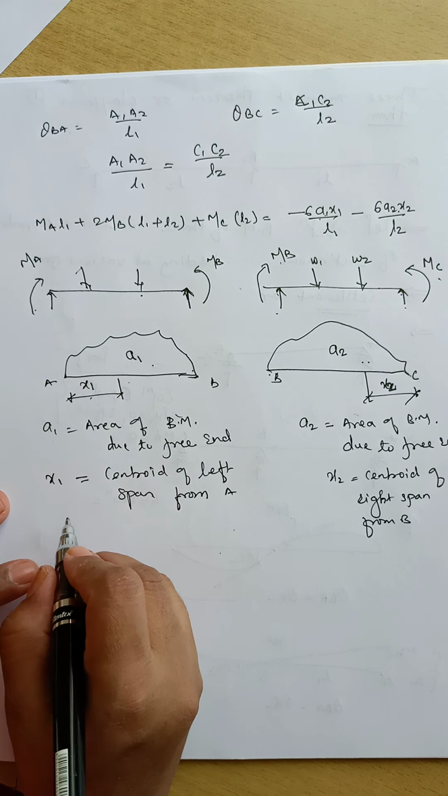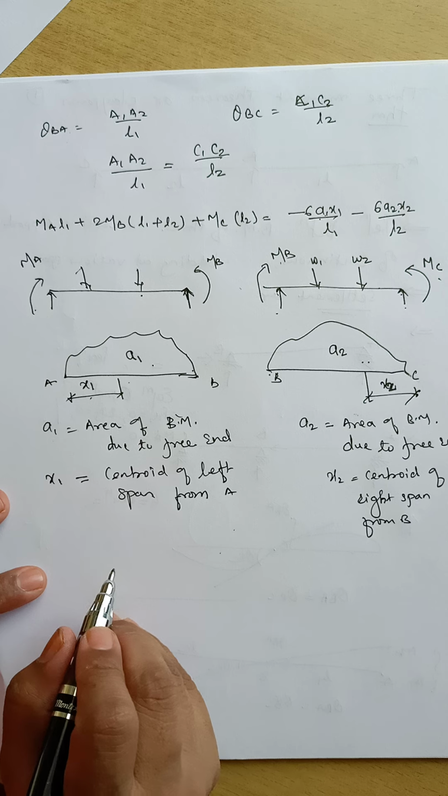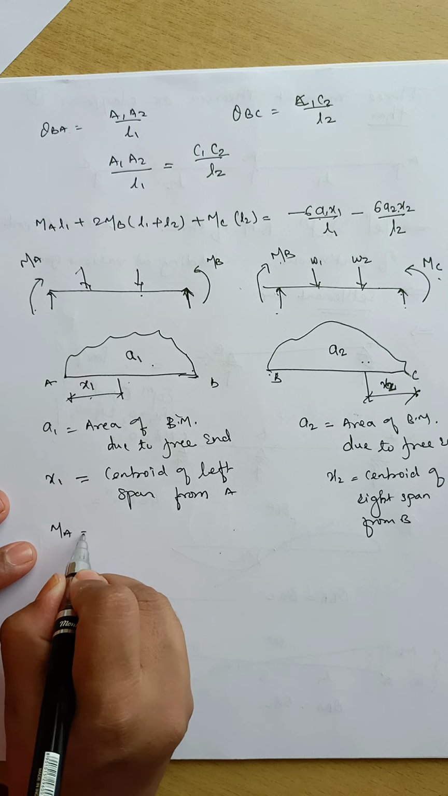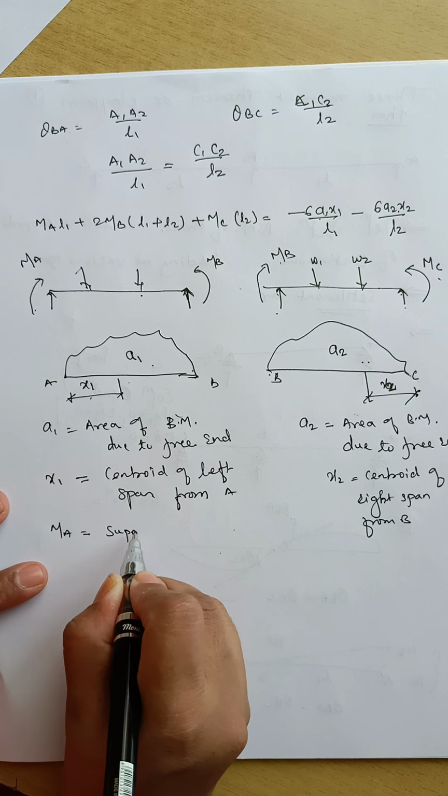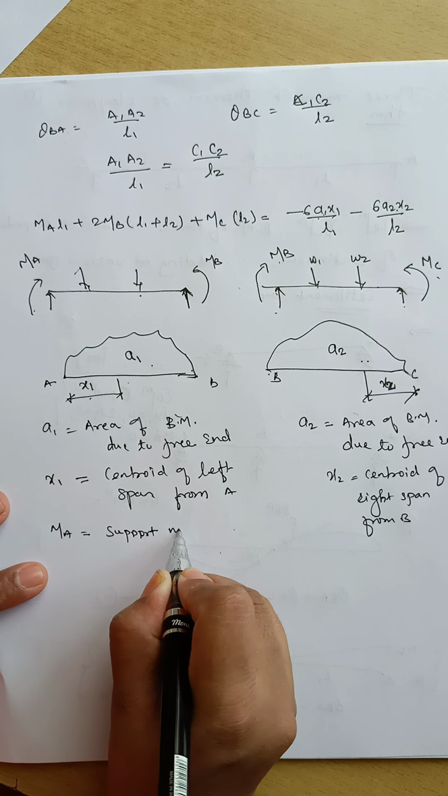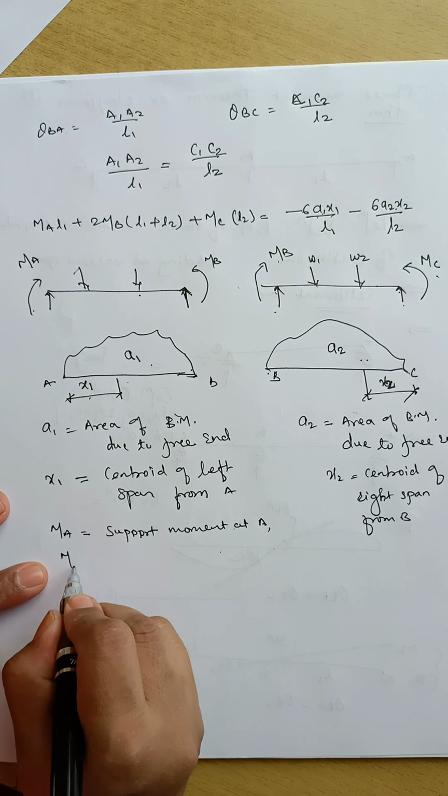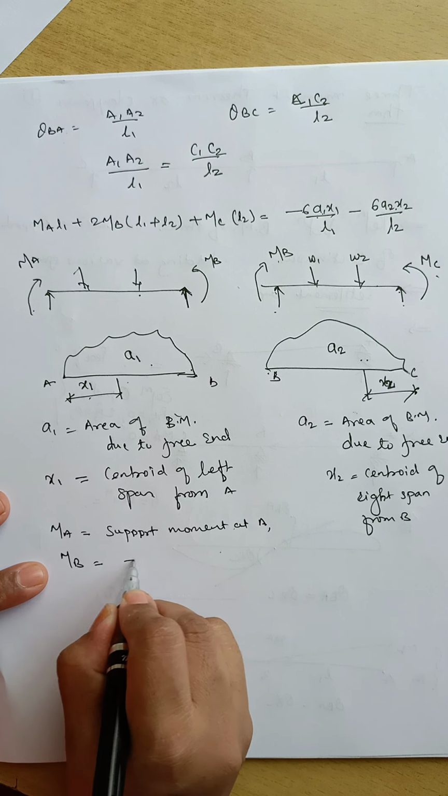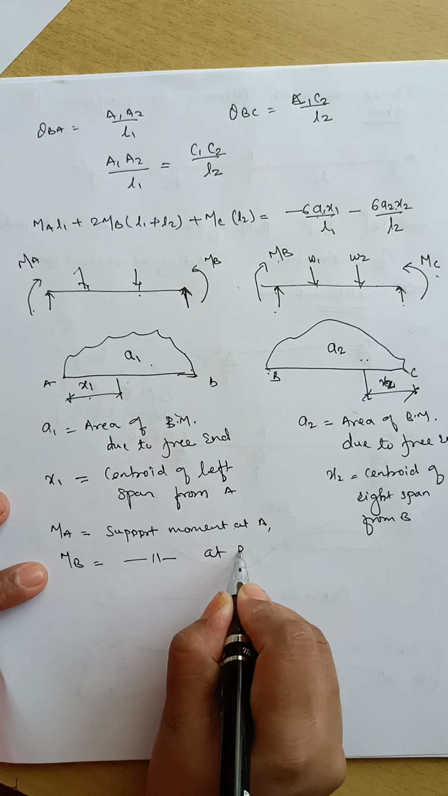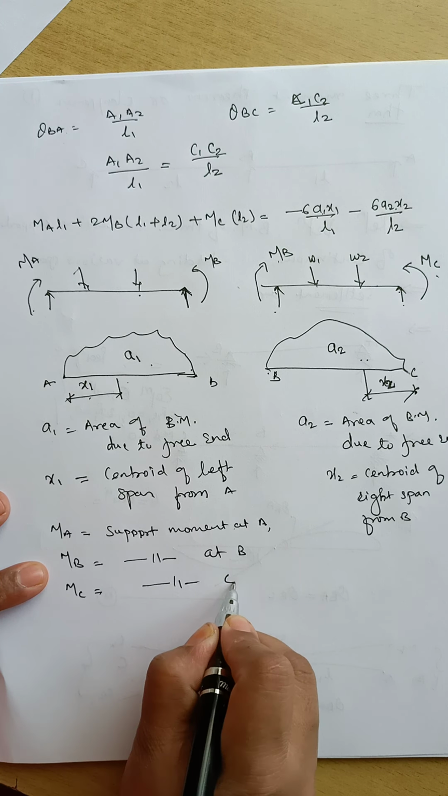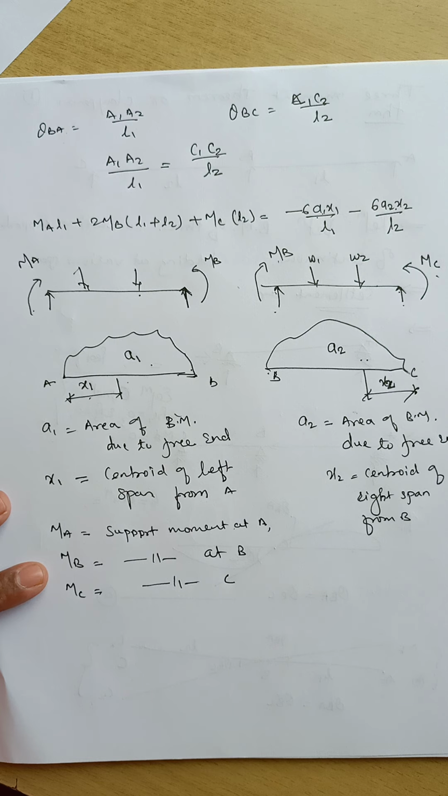In this equation, L1 and L2 are the spans of AB and BC. MA is the support moment at A, MB is the support moment at B, and MC is the support moment at C. Okay.